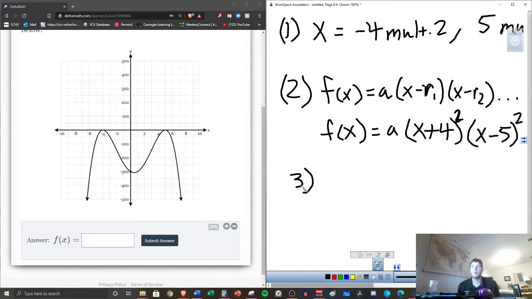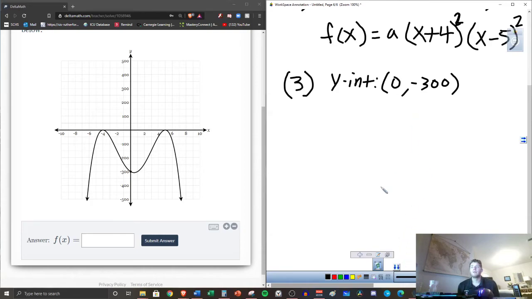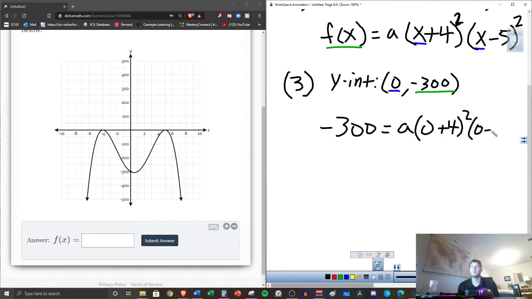Step 3 is to pick a point that we want, which I'm looking at right here. That's our y-intercept. So we're going to plug in a point. The y-intercept is (0, -300). We're plugging this in: the y value goes in for f of x, and the 0 goes in for the x values. So let's go ahead and do that. It's going to be -300 equals, the a is going to stay, 0 plus 4 squared, 0 minus 5 squared. Let's go ahead and solve this.